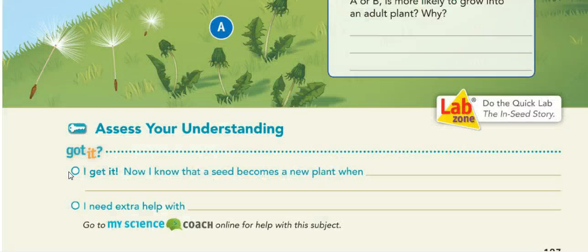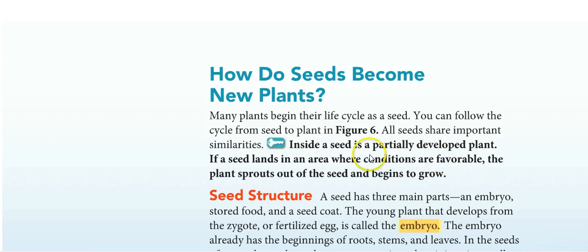Use part of the bold statement on page 106 to answer the I Get It. Now I know that a seed becomes a new plant when... If you go back to page 106 at the top here, when does the seed become a new plant? When it... and I'll let you fill in the sentence.